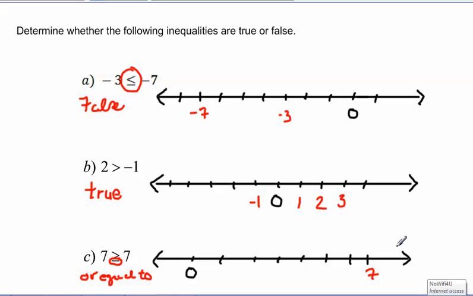7 certainly is not greater than 7. That wouldn't make any sense. But because we have the or equal to, 7 is equal to 7. And so we can say that this inequality is in fact true. It doesn't satisfy the greater than part, but it does satisfy the or equal to part. So we can say that that one is going to be true.